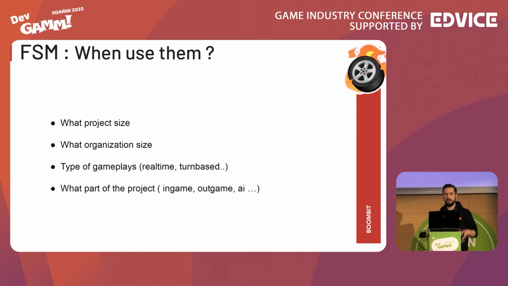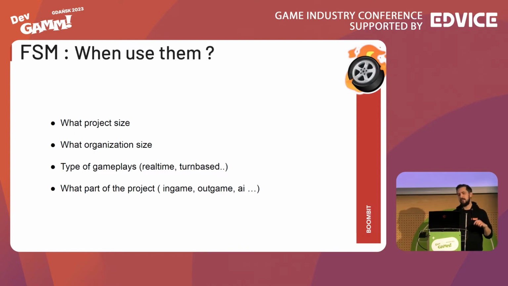And so you should ask yourself: what is the project size? What is the organization size? What are the types of gameplay? Because FSMs don't really match all cases. If you have a real-time game, maybe it's not so useful, but if you have a turn-based game, it's very useful. I did a prototype of a tic-tac-toe game, so this was very useful to know that, okay, now the player plays, now the AI plays, and now it's cinematic time, resolving the board.